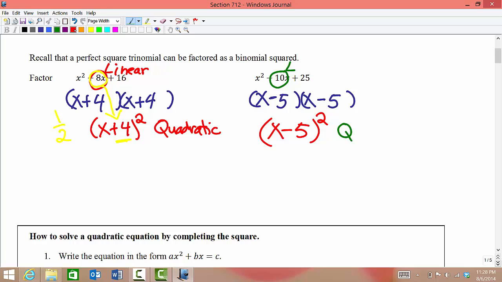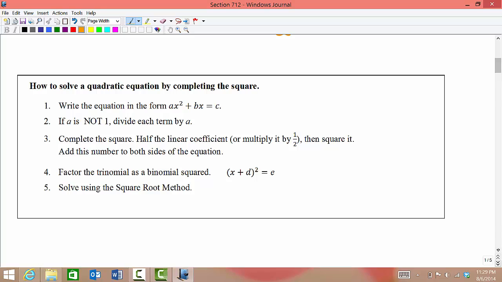Let's look at the second one and see that the same rule applies. We started out with a negative 10. What is half of negative 10? Well, that is negative 5. What goes inside of the parentheses when I factor is actually a really quick way to factor: just take half of the linear term, and whatever half of that linear term is, that's what ends up going in the parentheses when I factor a perfect square trinomial. That's going to be helpful to us in a few minutes.